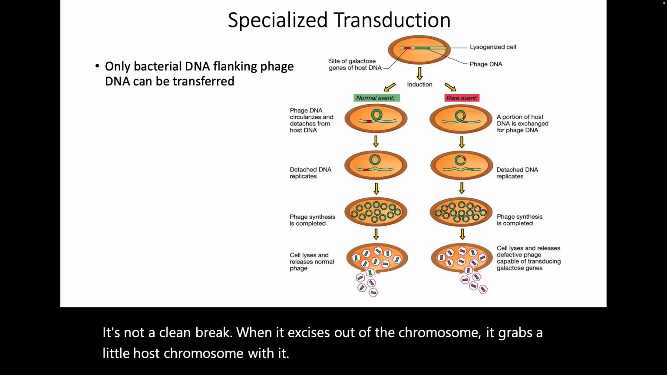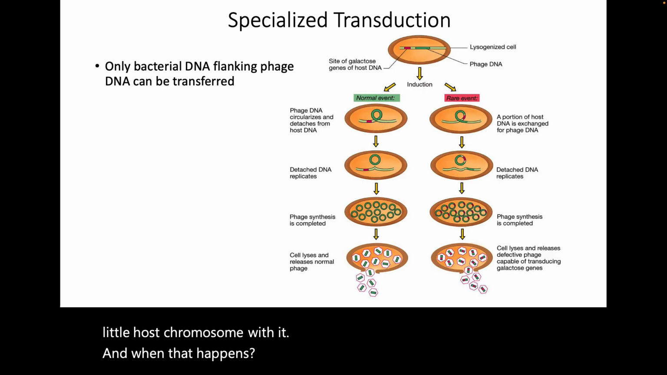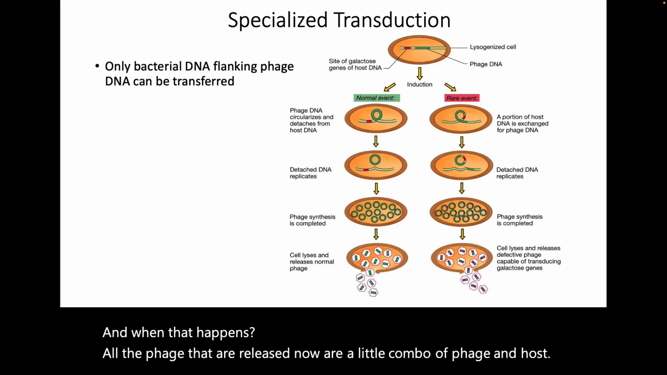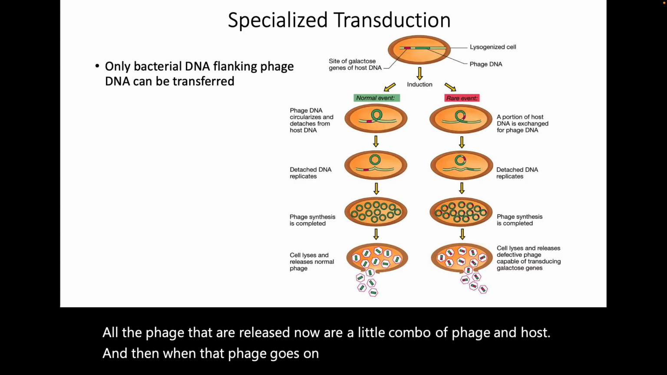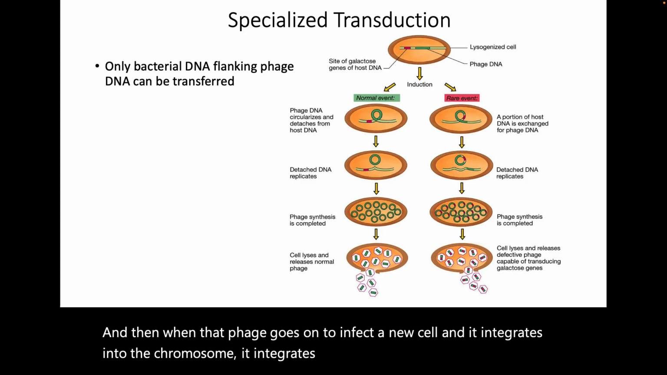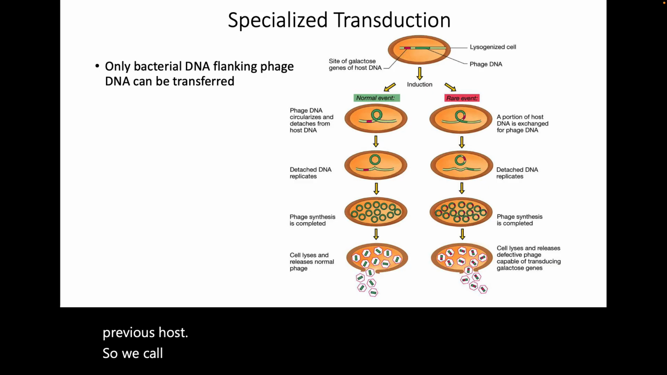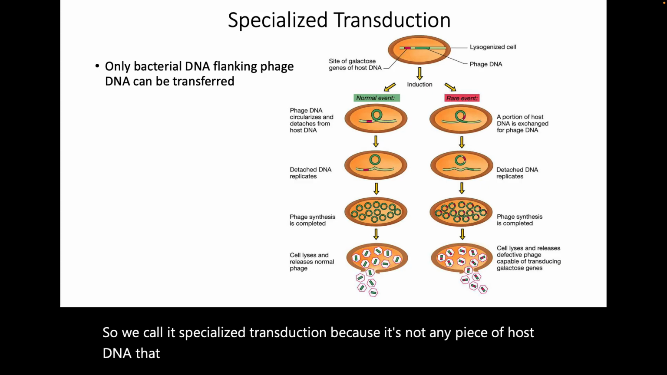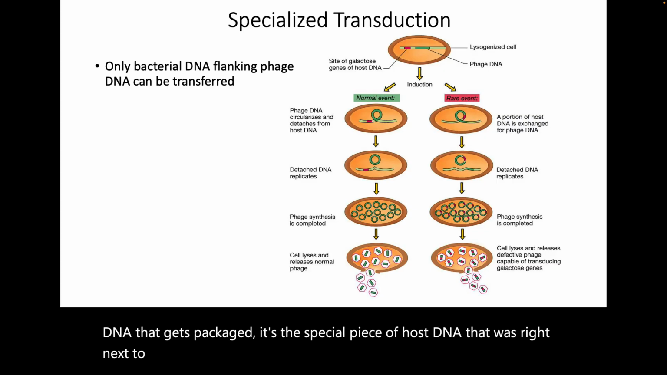And when that happens, all the phage that are released now are a little combo of phage and host. And then when that phage goes on to infect a new cell and it integrates into the chromosome, it integrates that little piece of DNA from the previous host. So we call it specialized transduction because it's not any piece of host DNA that gets packaged, it's the special piece of host DNA that was right next to where the phage DNA was.